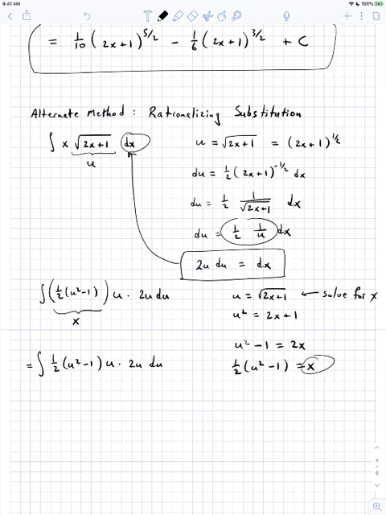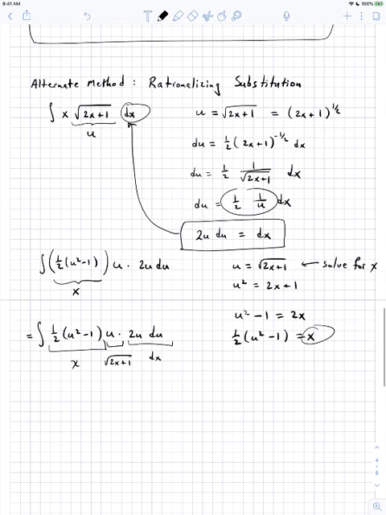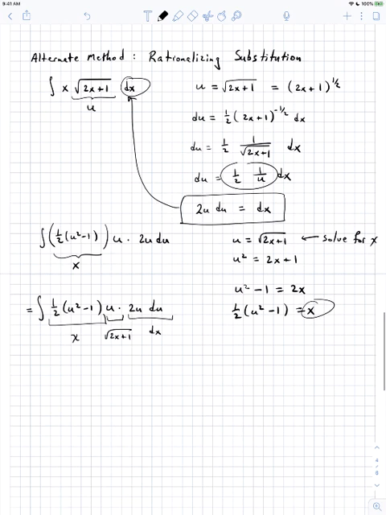Now, we've completely changed this problem, so there are no x's anymore. This expression right there, that's our x. The u was our square root of 2x plus 1, and all of that, 2u du, that's our dx. So this is kind of a mega substitution. There's a lot of substituting going on here. But now notice that there are no radicals. Everything is polynomial.